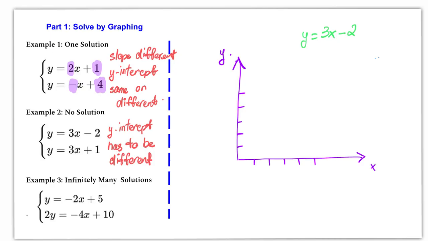Again, we're identifying our slope and y-intercept. So our slope is 3, which will be 3 over 1. So we're going to rise 3 and then run 1. And then our y-intercept is -2, which will be our starting point, right? That's the point that we actually can graph right away, start from our y-intercept. Okay, let's go ahead and do that. So we're going to go at -2.